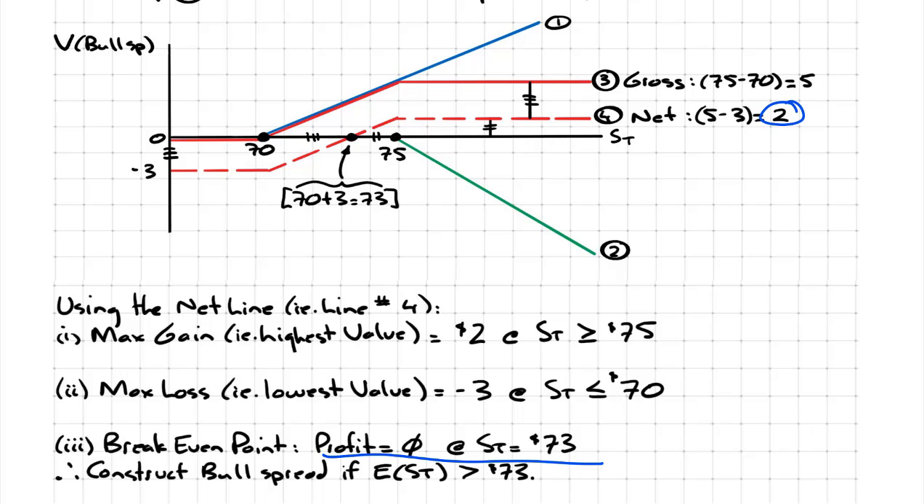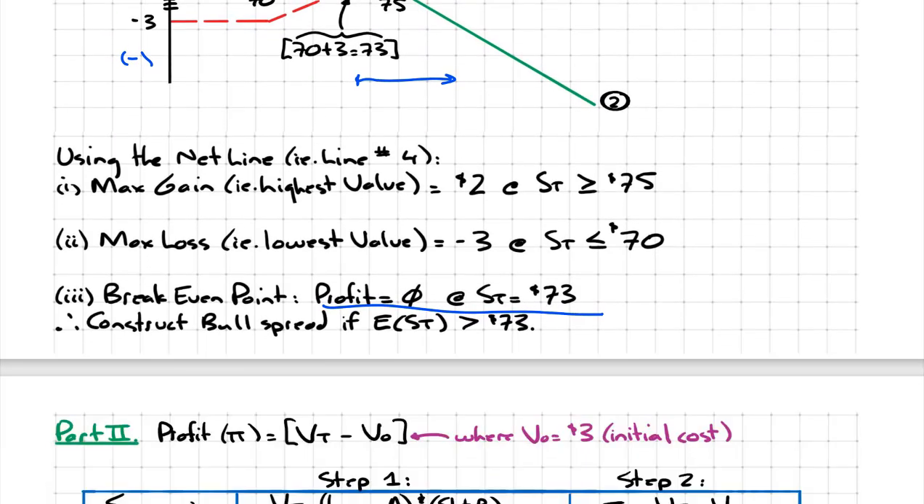Watch how straightforward this is. That's the 0 mark. This is gains. That's losses. When do you start making profits? Right? When do you start making profits? When the spot price is greater than 73. That's exactly what we got right there.